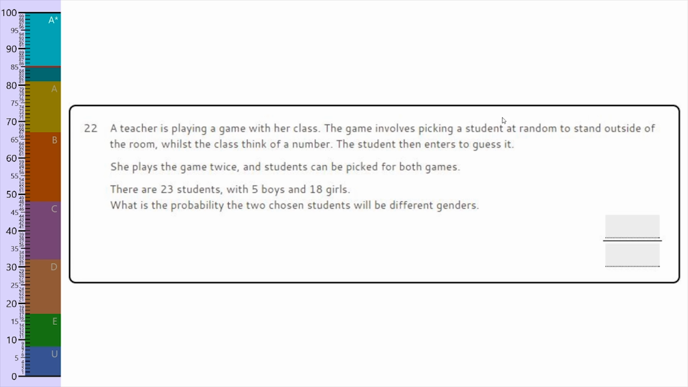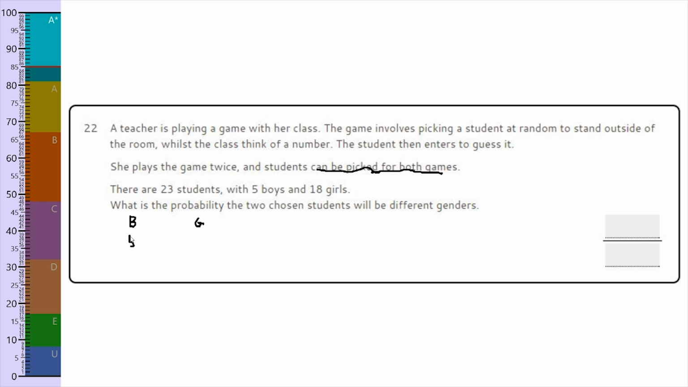Okay, so probability question. It is independent because they can be picked twice. So it can be picked for both games. That means it's independent. So there are 23 students, 5 boys and 18 girls. What's the probability the 2 students will be different genders? So to be different genders, we need a boy and then a girl.